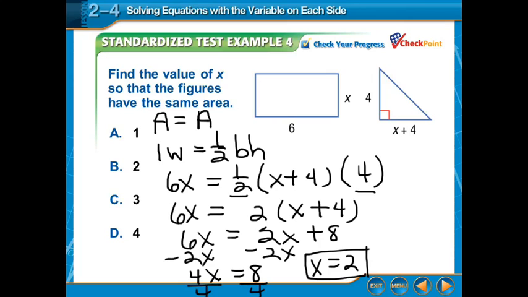Now, 2 times 6 is 12, and then 2 plus 4 is 6, and I need to make sure 1/2 times 6 times 4, so 1/2 of 6 is 3, and 3 times 4 is 12, and that's how I know the areas have the same value. And my x has to be 2 in order for those two areas to be exactly the same.